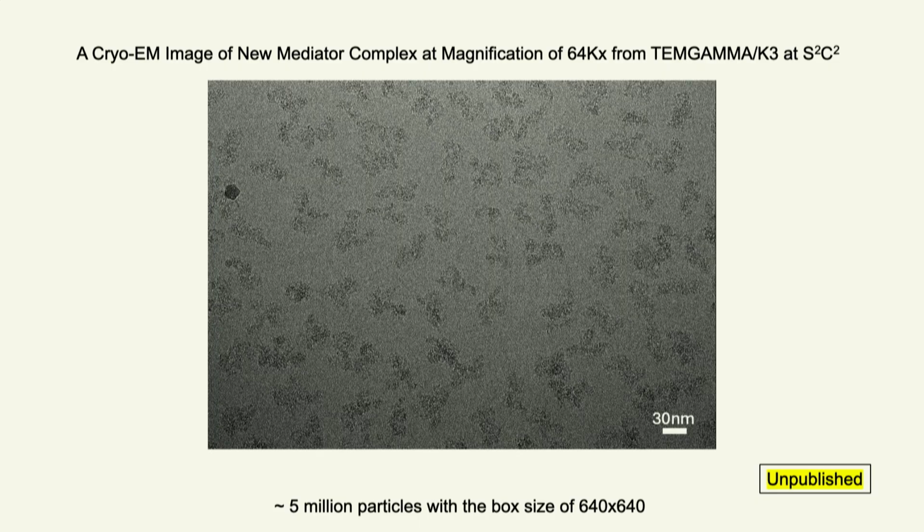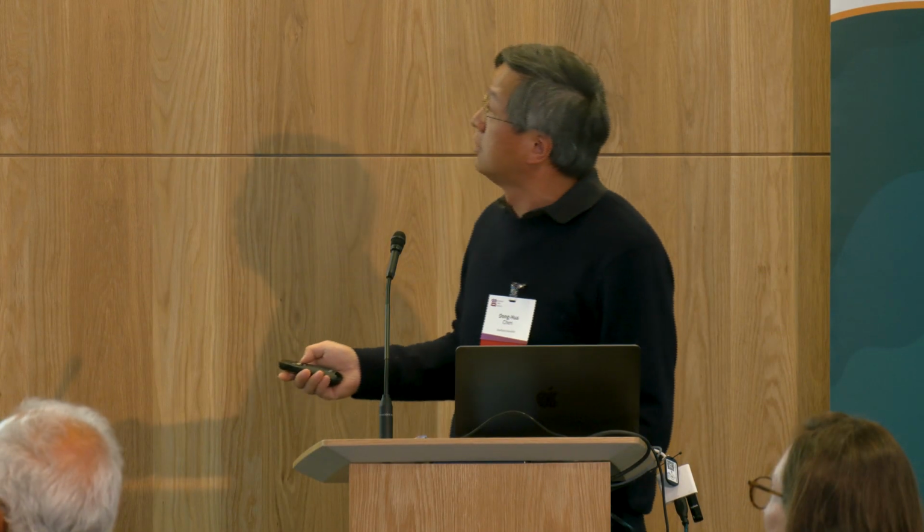This is one of the cryo-EM images for one of the complexes we are working on, collected from a microscope at the Stanford SLAC Cryo-EM Center, also called S2C2. From this 4K by 5K image, you can see quite a few particles. Each particle is about 30 nanometers by 6 nanometers in size. For this project, we have about 5 million particles with a box size of 640 by 640.